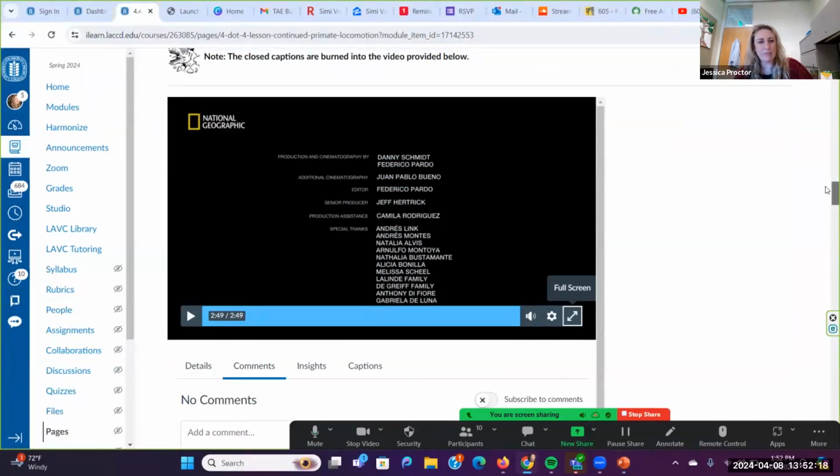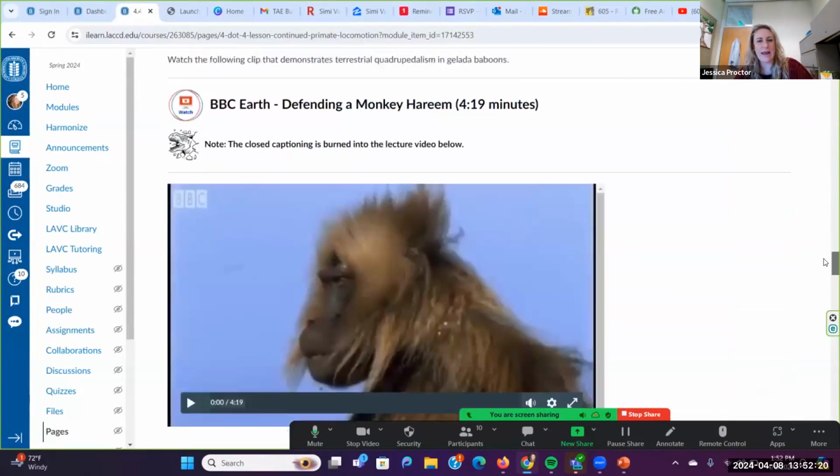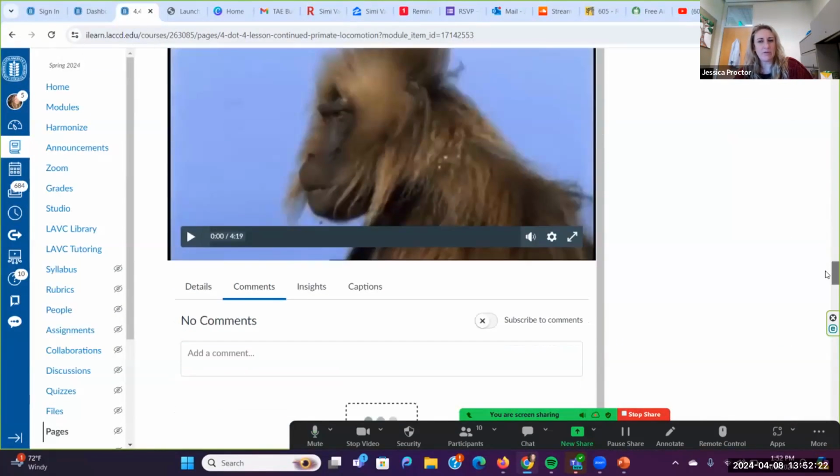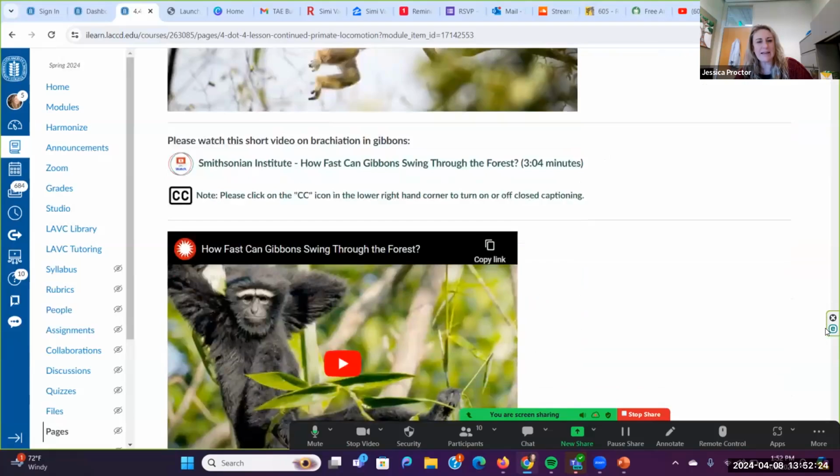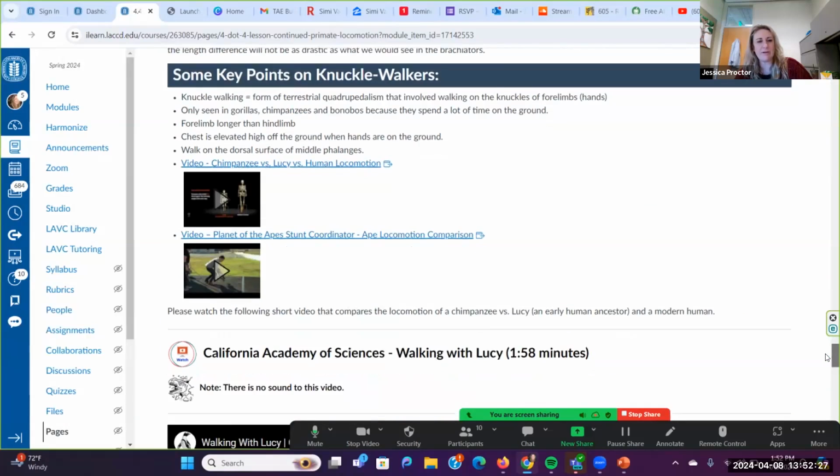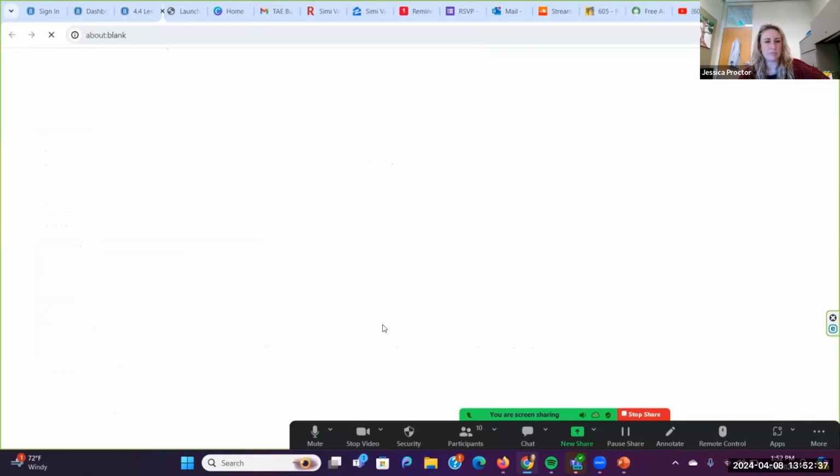All right, so knuckle walking, we're going to see this only in the great apes. The forelimbs are going to be slightly longer than the hind limbs, not significantly, but slightly. And notice how they have this unique way of locomoting depending on whether we're looking at a gorilla, orangutan, or chimpanzee.